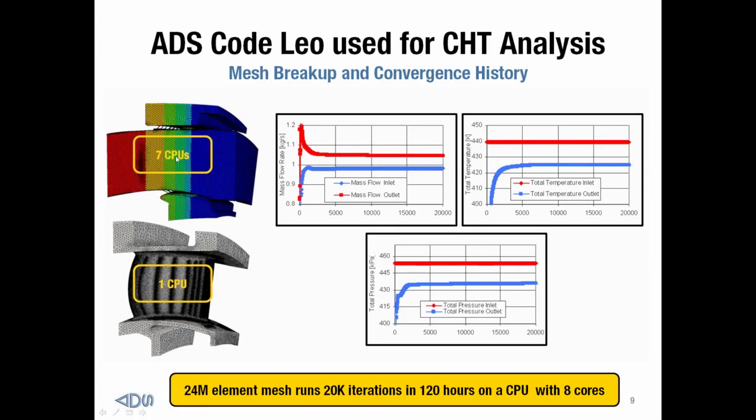So on the left-hand side of the screen here, we're just showing the way that we broke up the mesh. It's actually 7 pieces, but due to the color scheme, it's a little hard to see. So we just broke it up in the axial direction. But for the solid piece, we leave this as just one big piece.